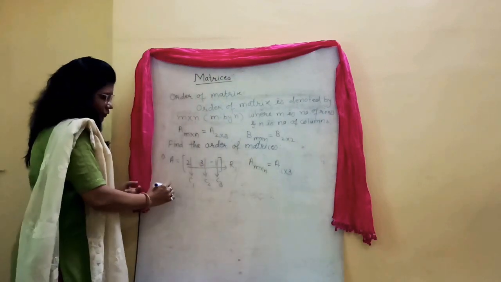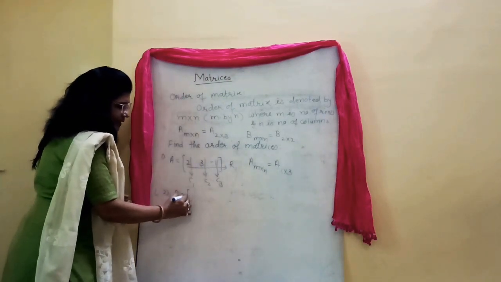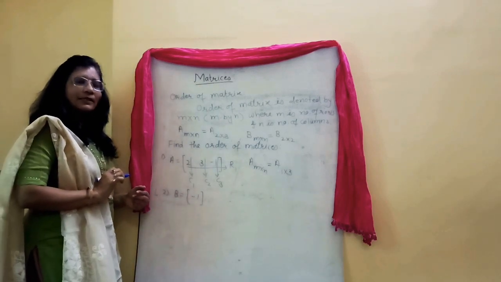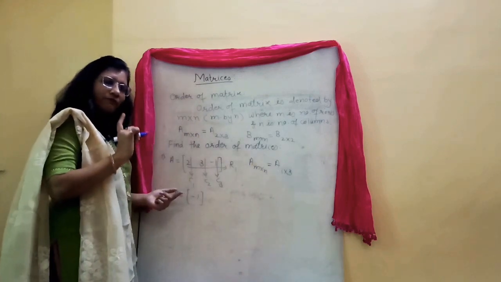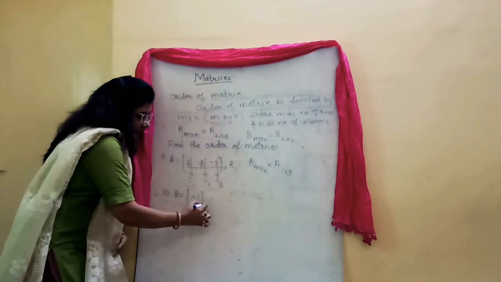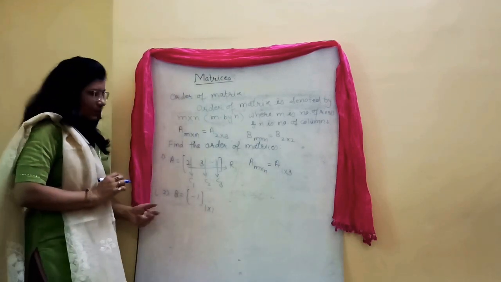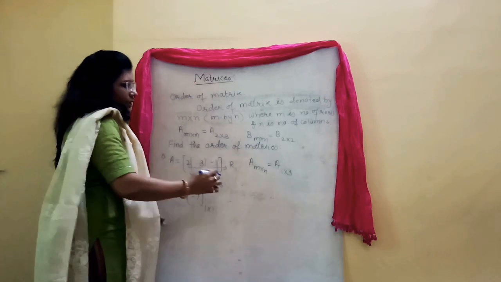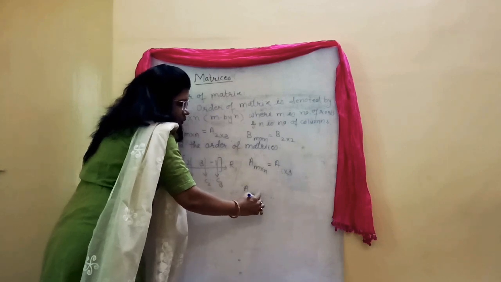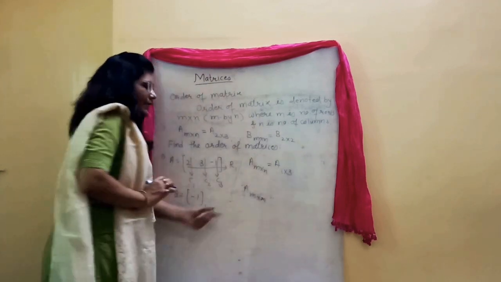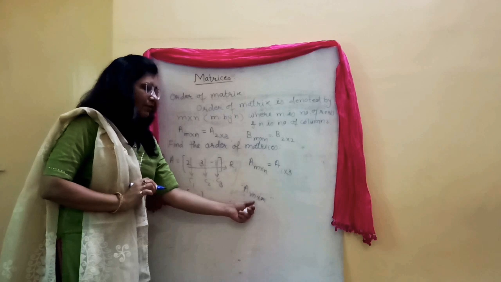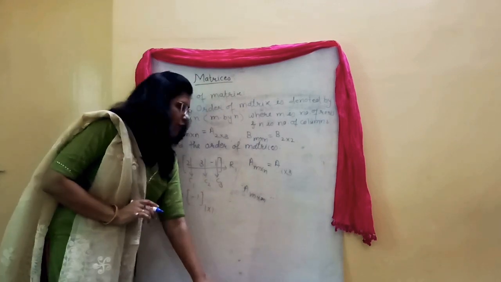1 by 3. Now suppose a matrix is like this, with only minus 1. How many rows and columns are there in this matrix? There is only one row and one column. This one single element is there in the matrix. So it will have order 1 by 1. In general, if a matrix is given and it has m rows and n columns, then it is represented as m by n, where m denotes the number of rows and n denotes the number of columns.